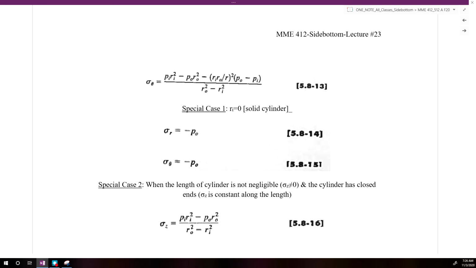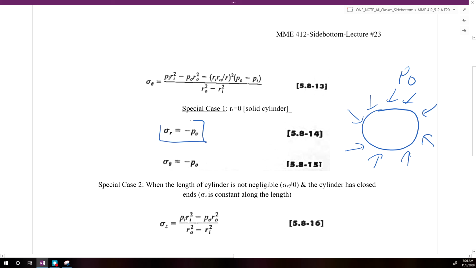Okay, so there are going to be some special cases for thick-walled cylinders that we might consider. One case would be a completely solid cylinder. In that case, all right, there can only be an external pressure, so our radial stress would be equal to minus our external pressure, and our tangential stress would also be equal to that. Okay.